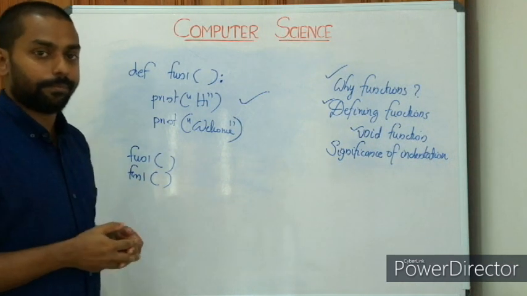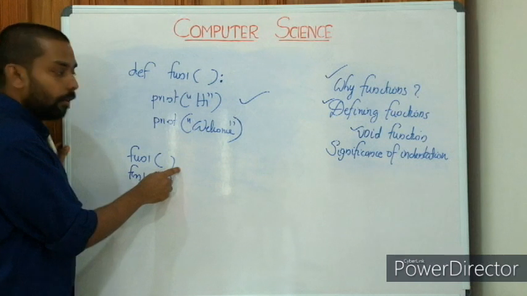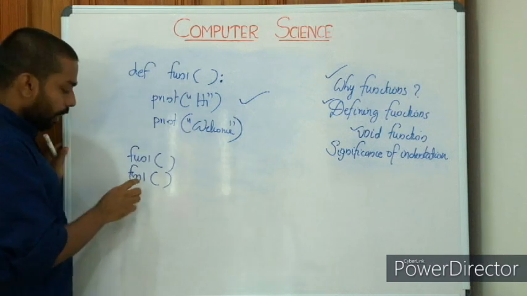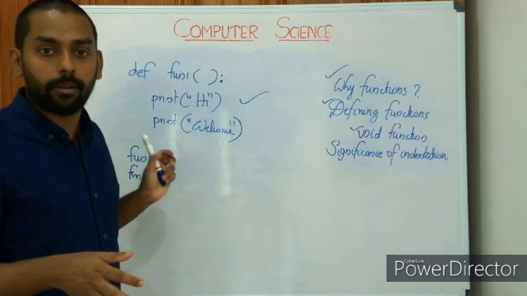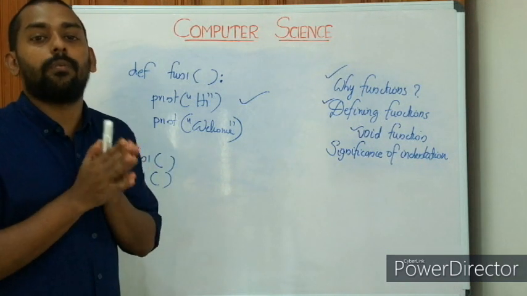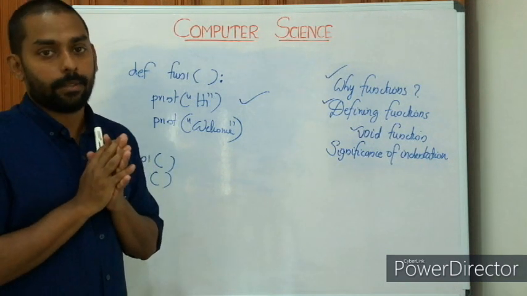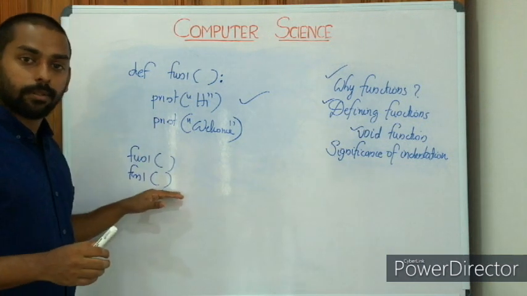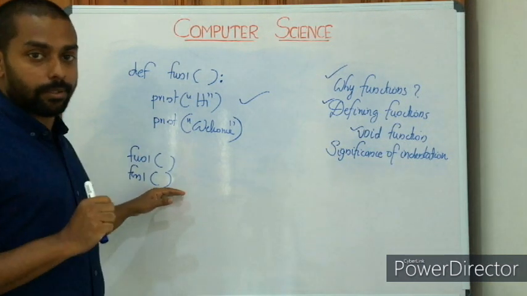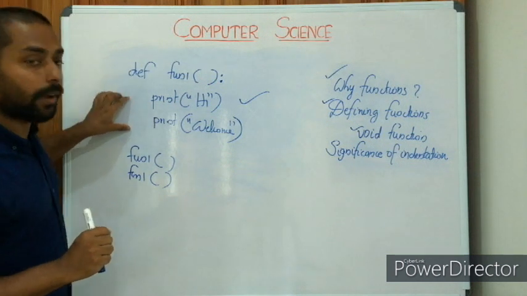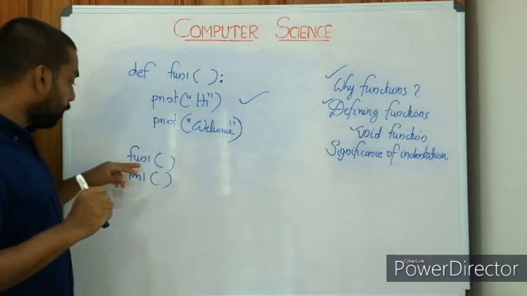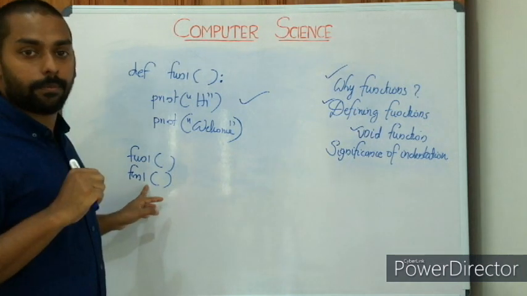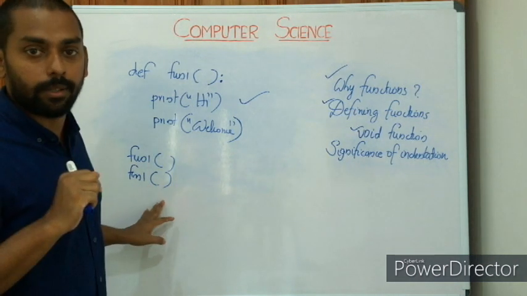It's very simple. For the first function call, hi welcome will be printed, and for the second function call, hi welcome will be printed again. Meaning hi welcome will be printed twice because we have added it 2 times. And you can see the difference. We have defined the function only once, but we have called the function 2 times. That is what reusability is.